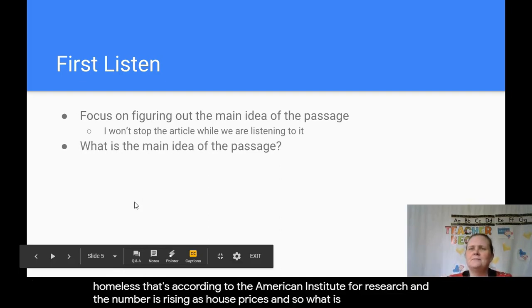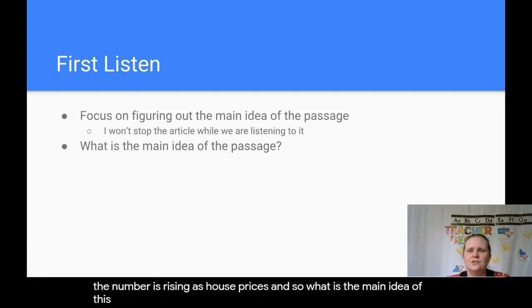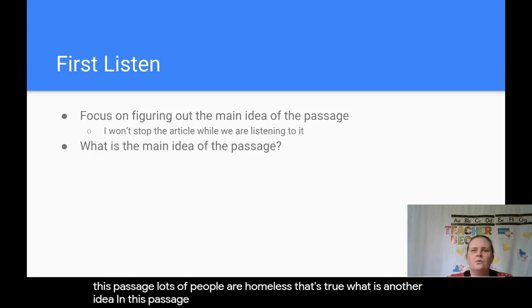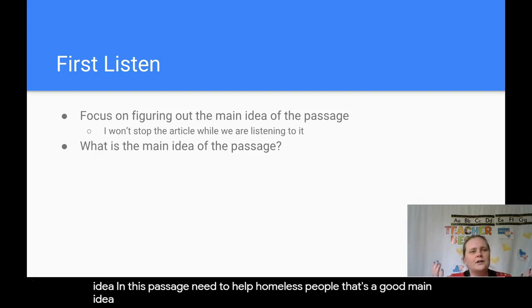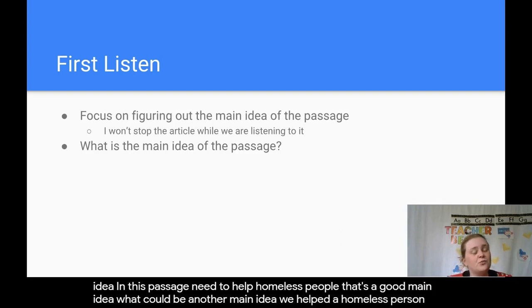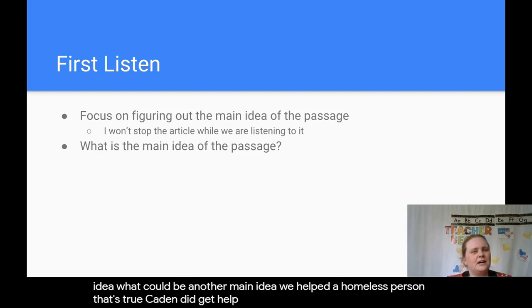Okay, so what is the main idea of this passage? Lots of people are homeless. That's true. What is another idea in this passage? We need to help homeless people. That's a good main idea. What could be another main idea? Oh, we helped a homeless person. That's true. Caden did get help being homeless.